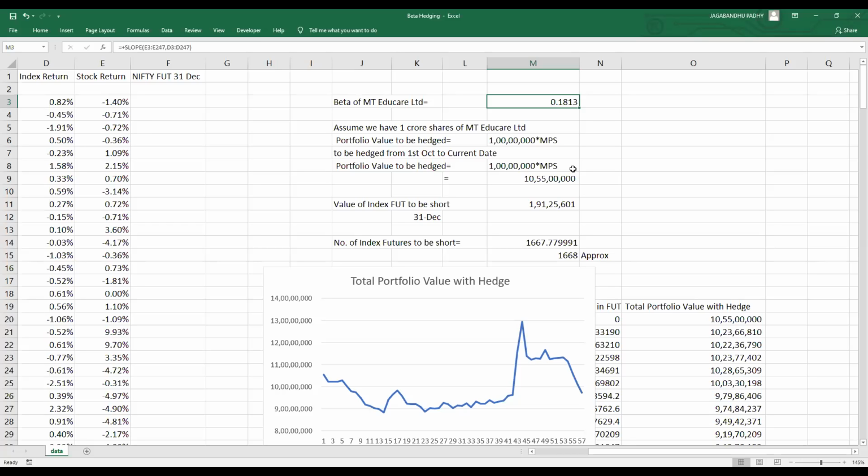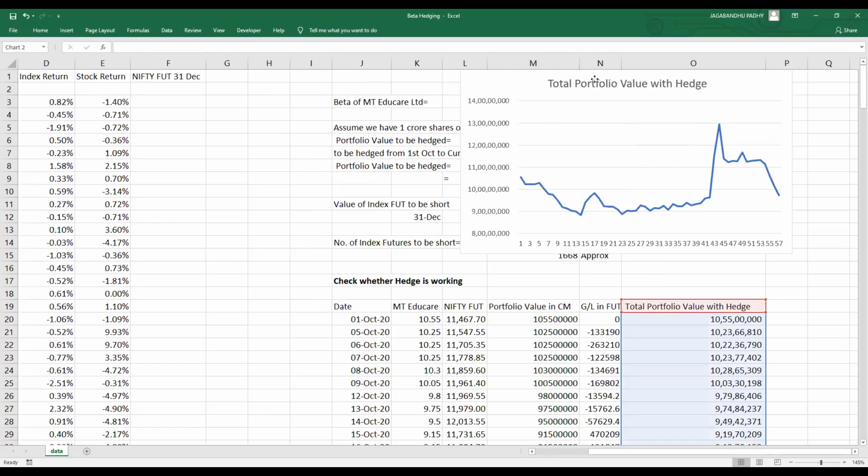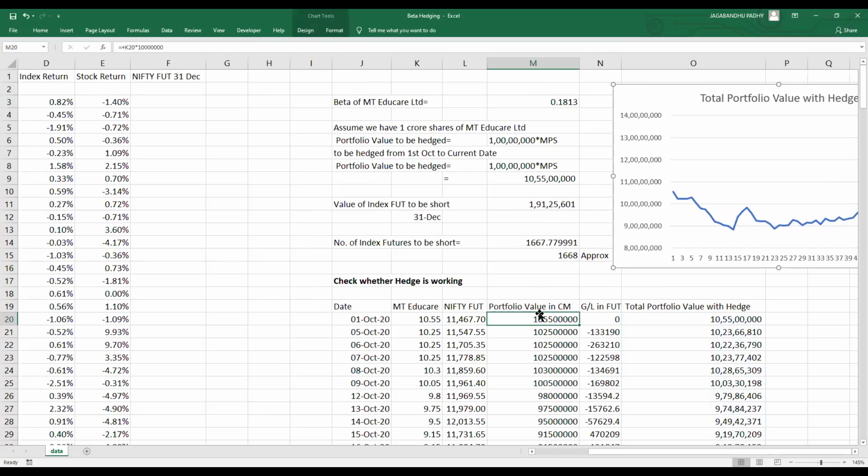So how did you get those values? Total portfolio value with hedging. That's the cumulative effect of portfolio value in the cash market and gain and loss in the futures market. Okay, sir.